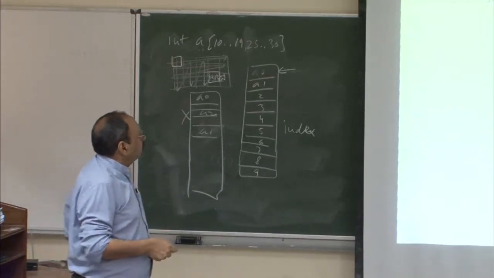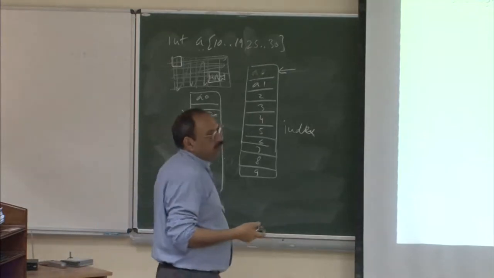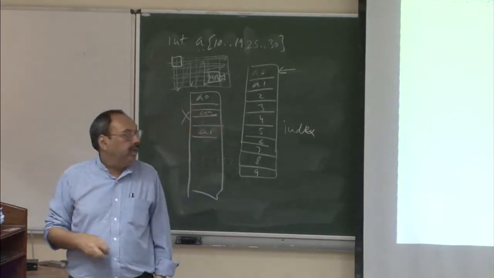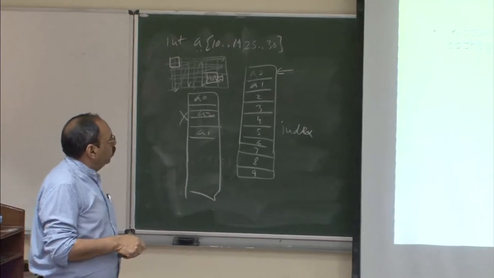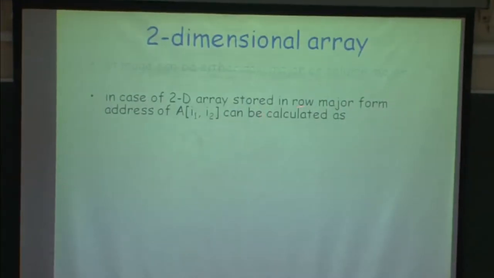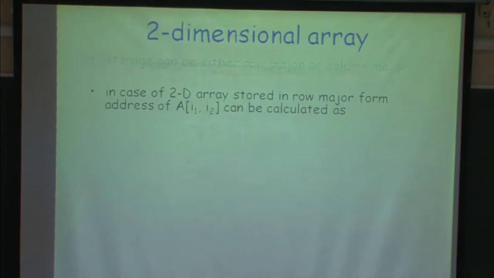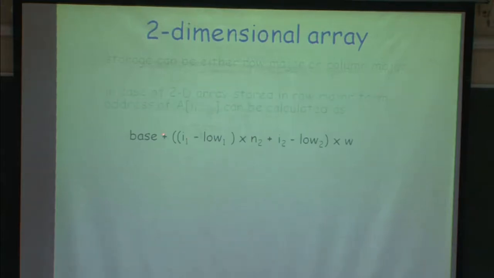So this is what happens. The storage can either be row major or column major, depending upon the language you have. In the case of a 2D array stored in row major, for column major, you can do this computation. The address of AI1, AI2, or AIJ can be calculated in this form. It says that base.